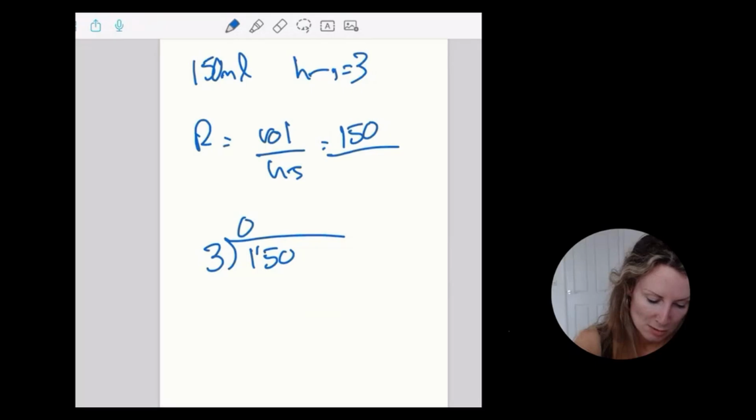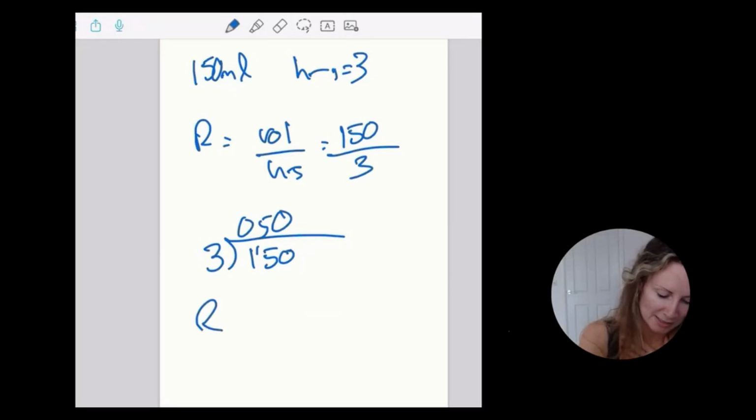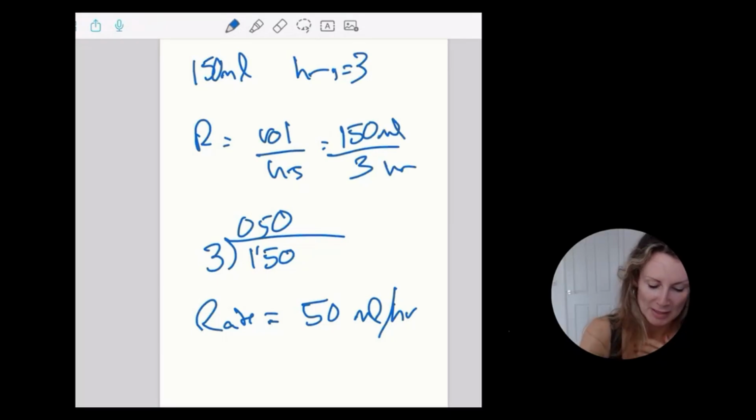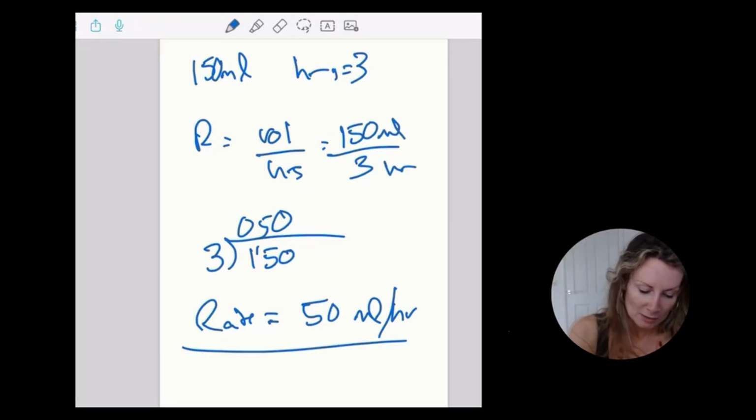Yeah, so it's 5. Okay, so it goes in 5 times. How many times does 3 go into 0? It doesn't, so just put a 0. What's your rate? So it's 50. Brilliant. Cool. 50, and they'll already have mils per hour written by its side, by the box.